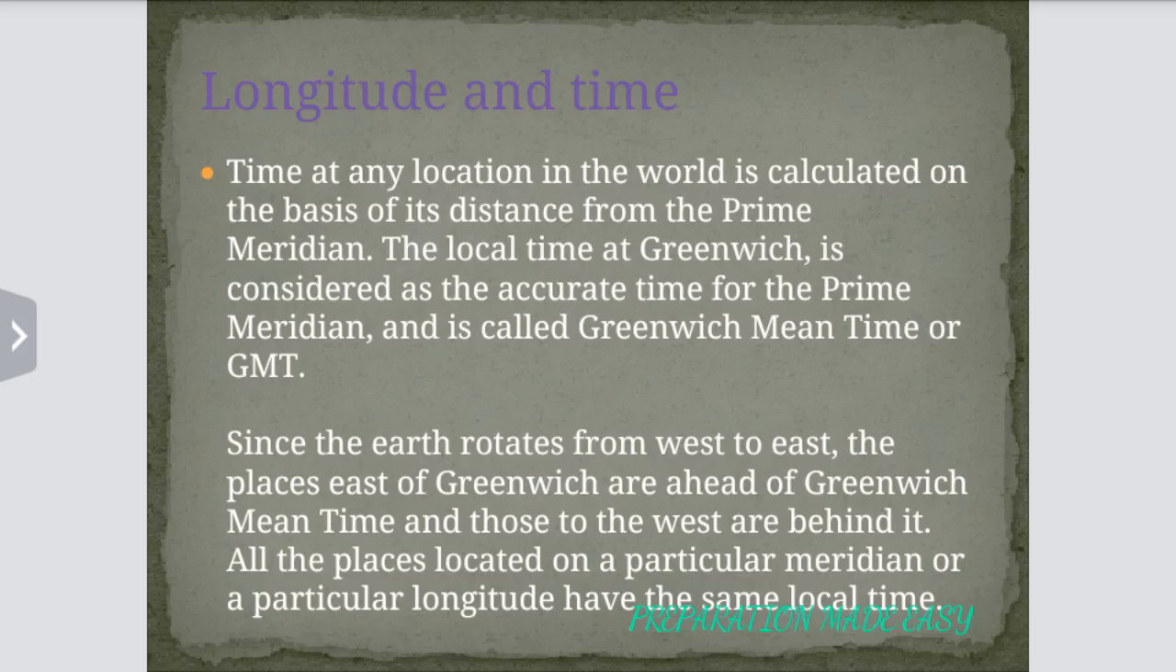Now let us see the longitudes and time. Time at any location in the world is calculated on the basis of distance from the prime meridian. The local time at Greenwich is considered as accurate time for the prime meridian and is called Greenwich Mean Time or GMT. We know that the earth rotates from west to east. So, the places east of Greenwich are ahead of the Greenwich Mean Time and those which are in west are behind it. All the places located on the particular meridian or particular longitude have the same time.